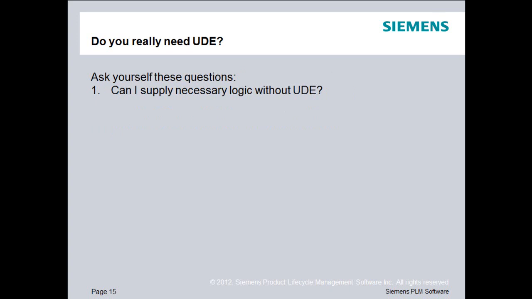Now, do you really need a user-defined event? Most of the time, a new user-defined event is not necessary. Ask yourself this question. Can I supply the necessary logic without a user-defined event being added? In other words, instead of placing more burden on the NC programmer to remember more options to click and more buttons to push, is there some way that inside of the post we can figure out the settings to choose and select based on certain conditions? If that's possible, and we can avoid a user-defined event, it saves us all extra work in the long run.